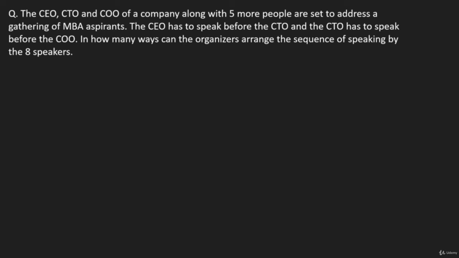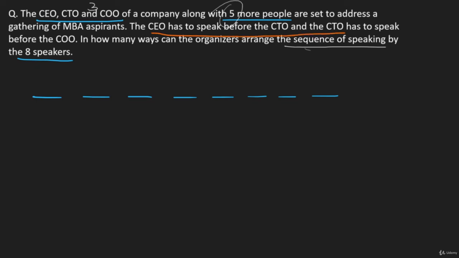Let's do it together now. We have 8 people, right? That's CEO, CTO and COO. They make 3 people, and it's mentioned that there are 5 more speakers. All right. Now, when we make a sequence of speakers, there would be 8 positions. Let me mark the 8 positions over here like this. And it is mentioned that the CEO has to speak before the CTO and the CTO has to speak before the COO.